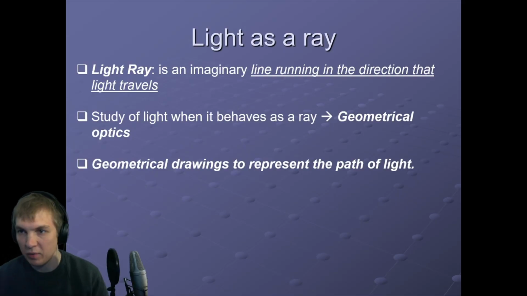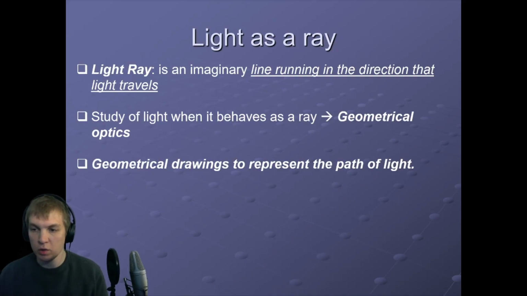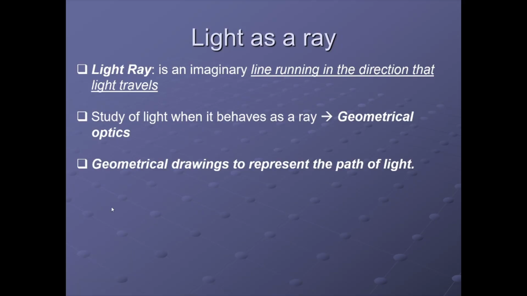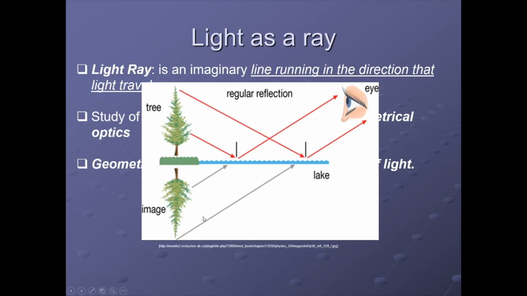So you can play around with light and study it and manipulate it using lenses and mirrors to change its behavior. So geometrical drawings are used to represent the path of that light, and we will get practice with that in the future. So I'm going to go ahead and hide here, and then we can continue on with the notes.